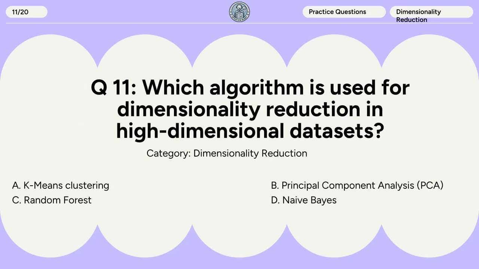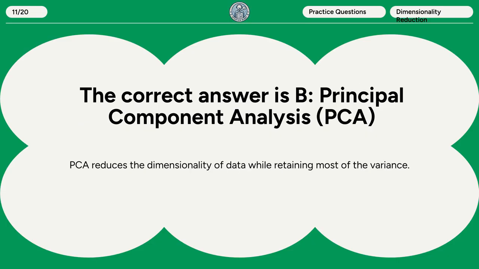Question 11. Which algorithm is used for dimensionality reduction in high-dimensional datasets? A. K-means clustering. B. Principal component analysis. C. Random forest. D. Naive Bayes. The correct answer is B. Principal component analysis. PCA reduces the dimensionality of data while retaining most of the variance.